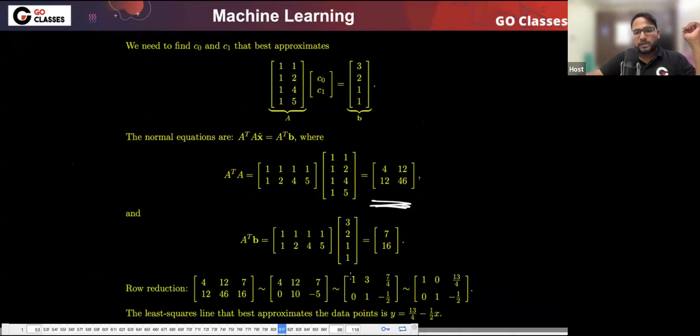So finally, it comes out that C0 is 13 by 4 and C1 is minus 1 by 2.